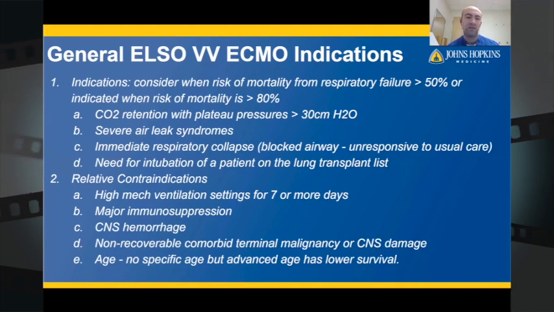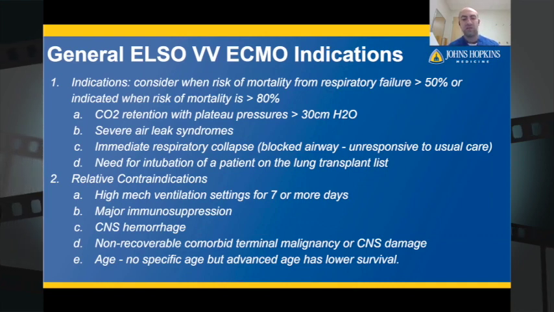This would be in patients with CO2 retention and plateau pressures greater than 30, severe air leak syndromes, immediate respiratory collapse, like a blocked airway, which is unresponsive to usual care, and need for intubation of a patient on the lung transplant list. Some of the relative contraindications are high mechanical ventilation settings for more than 7 days, major immunosuppression, central nervous system hemorrhage, non-recoverable comorbid terminal malignancies or CNS damage, and age.